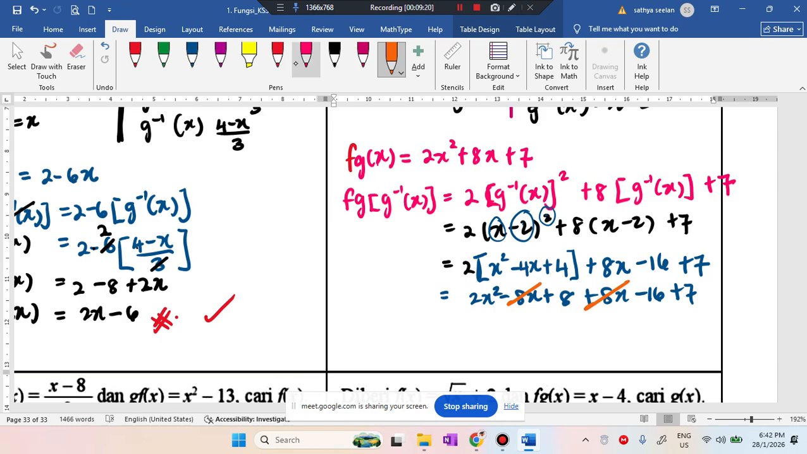So, G dengan G inverse akan potong. Jadi, dia akan tinggal fx. So, you get your answer. Not bad, right, this method? Not bad?